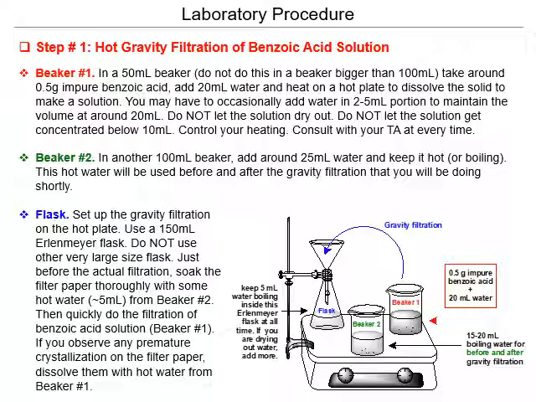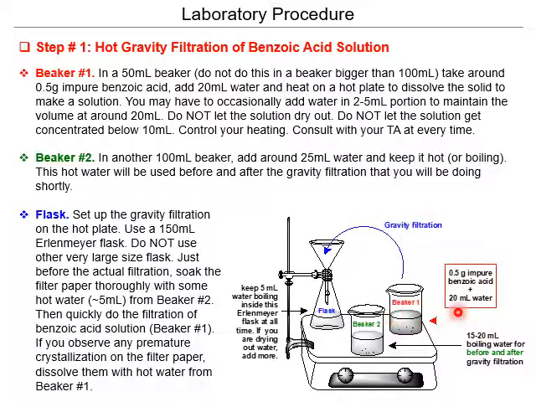In the flask where you'll conduct the filtration, you set it up this way. You set up a funnel up here, and you stabilize it by a clamp. Before the actual filtration, you soak the filter paper that you put in here. It's like a cone-shaped filter paper. Well, it's actually round. It's a circle, but you make it fit, so you shape it like a cone. You soak the filter paper thoroughly with hot water, and then quickly do the filtration of the benzoic acid solution.